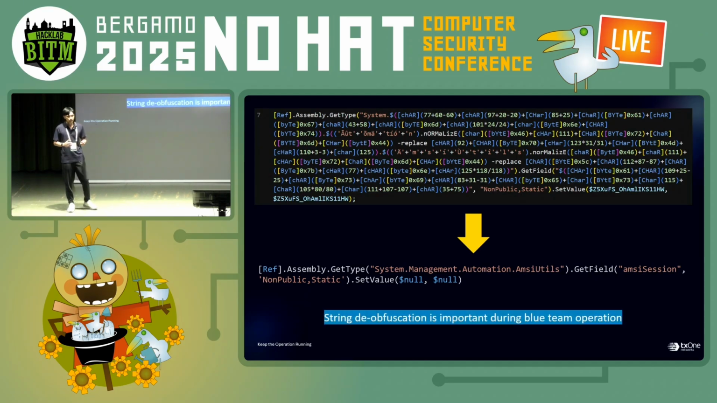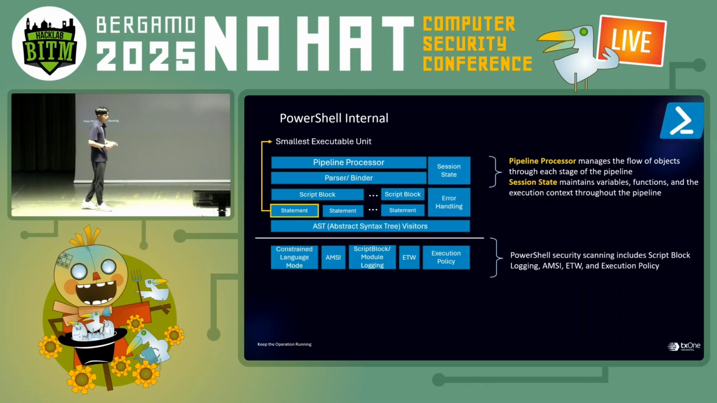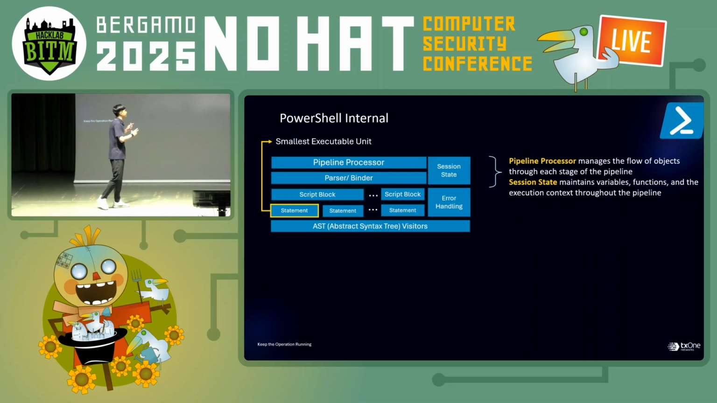So it shows that string de-obfuscation is very important in detecting PowerShell, because if we cannot find the string like the ASI utility, we cannot find the ASI session, then we cannot understand what that means and how to detect that. So if we want to go deeper inside the de-obfuscation in PowerShell, we need to dive into the PowerShell internals. So as you can see, we use the command.